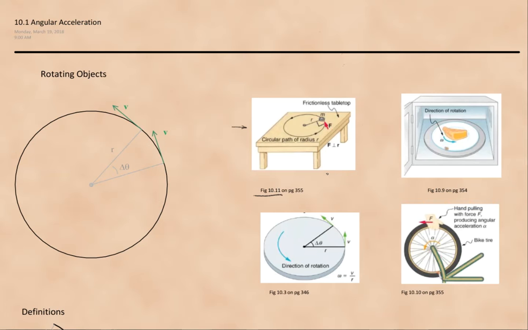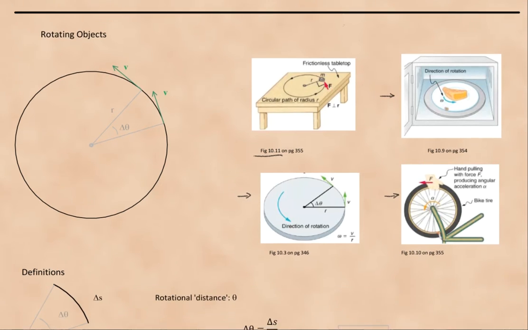moment of inertia. But in this chapter we're studying the behavior of rotating objects, rigid bodies that rotate about an axis. It may be the tray inside your microwave, or a merry-go-round at the park, or a wheel on your bicycle.